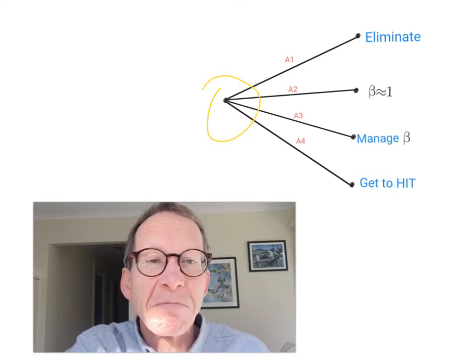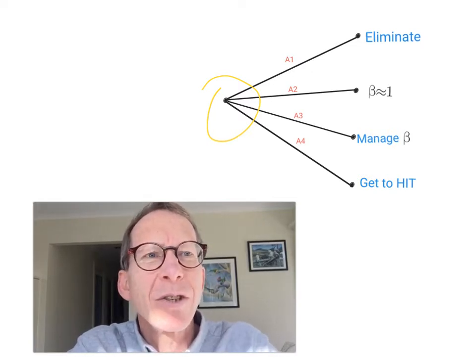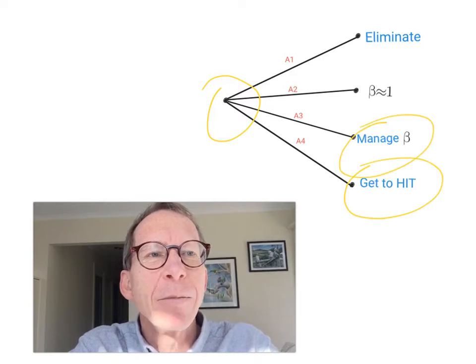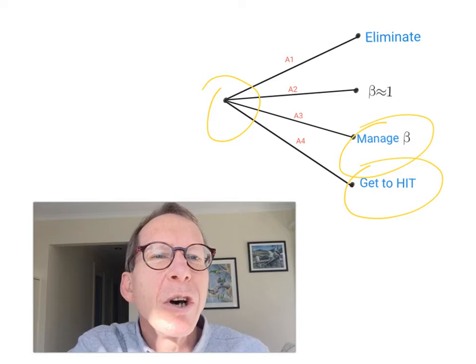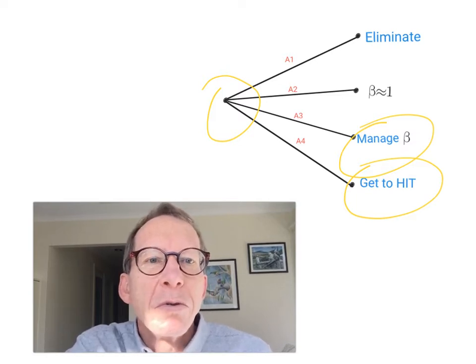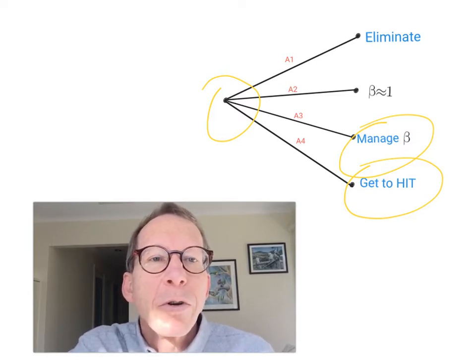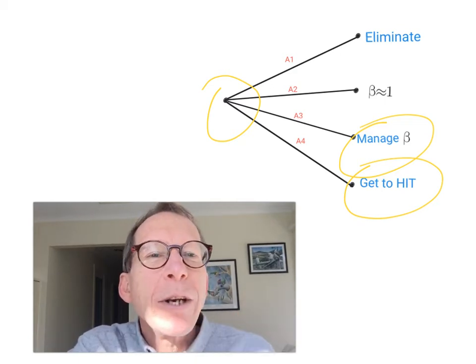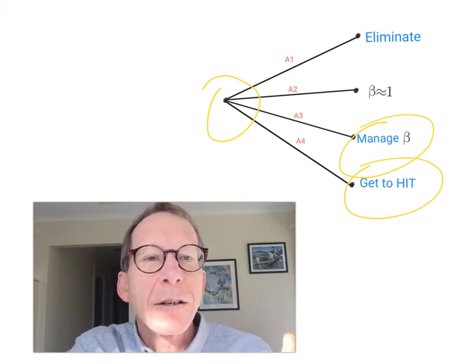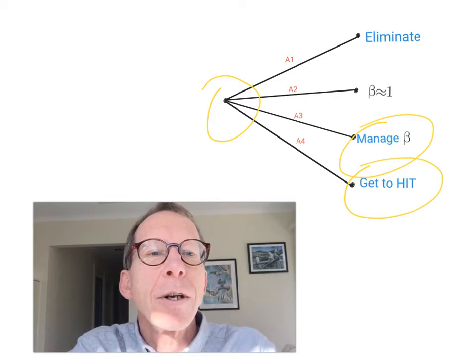We also haven't done something that's really important, which is to actually say which of these outcomes is preferred. We haven't put any numbers here, so we don't know whether we prefer to eliminate or we prefer to get to herd immunity threshold. So we've got some things that we need to add into this simple decision tree.